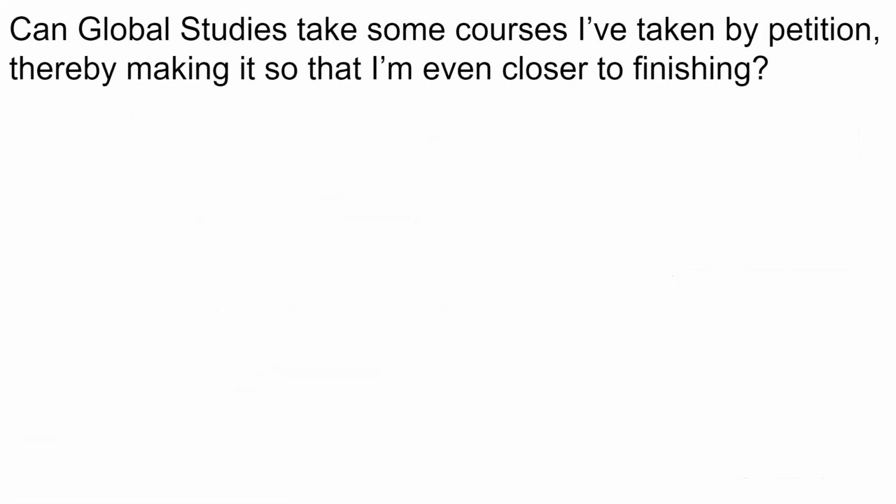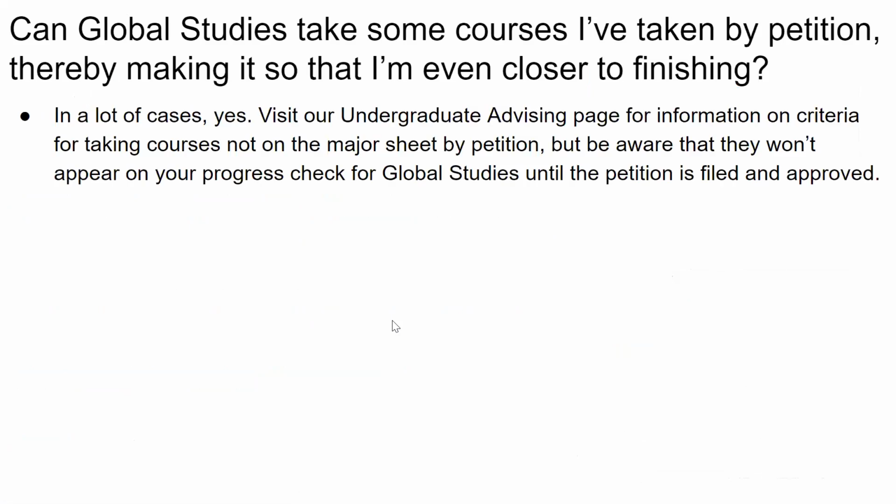So can Global Studies take some classes I've already taken, maybe for another major or for electives, by petition, therefore making it so that I'm even closer to finishing and graduating? In a lot of cases, yes, our major does offer some flexibility in terms of what classes can count towards the major. You're going to want to visit our undergraduate advising page and section on petitions for information on criteria if you would like to take courses not on the major sheet by petition, so that you can know before you sign up if that class will work well for the major. And then you can also find out what the process is for filing that petition.